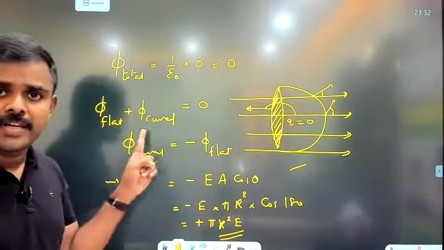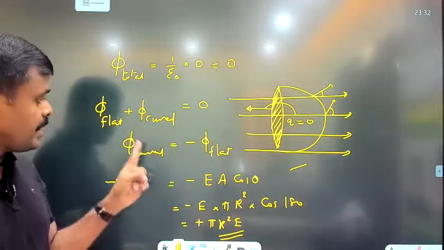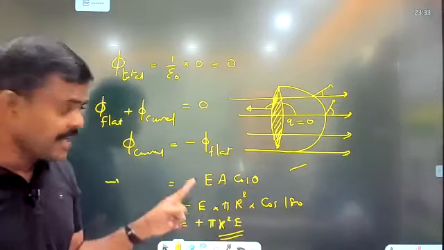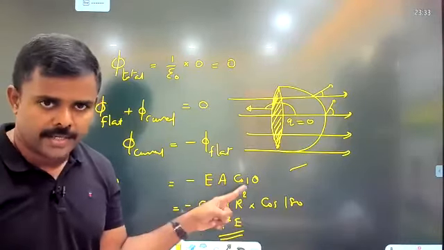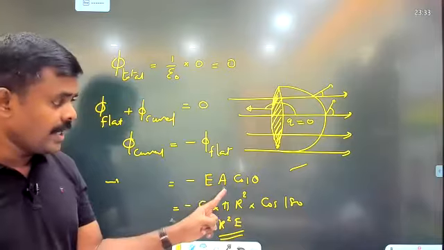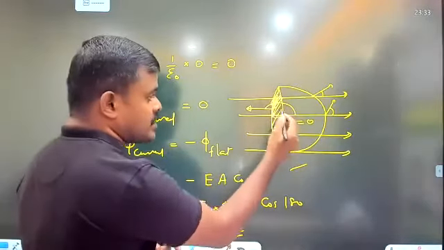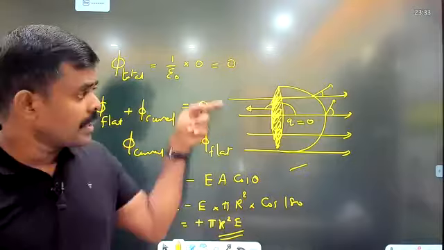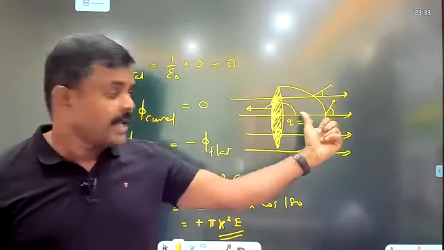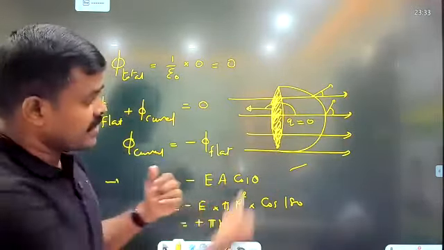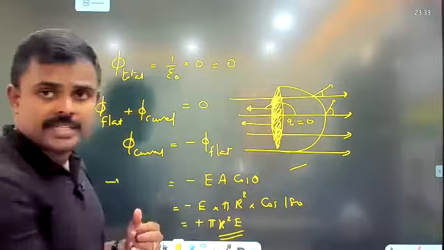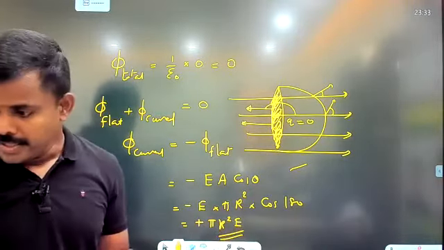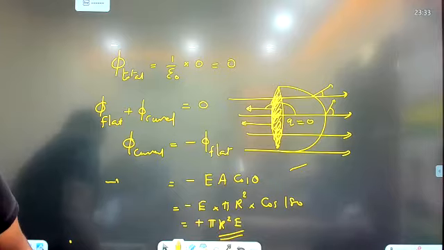That is, phi flat plus phi curved is equal to 0. Phi curved will be minus of phi flat. What is phi flat? Phi is E A cos theta, E dot A. So E into area. What is the area of the shaded region? That is pi r square, into cos theta. Look at that: the electric field is to the right, and the area vector for the surface is to the left. The angle is 180, and cos 180 is minus 1. Minus of minus is plus pi r square E. Did you understand this? Please do not leave.